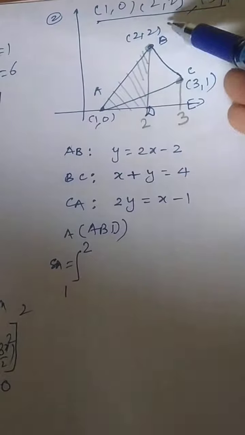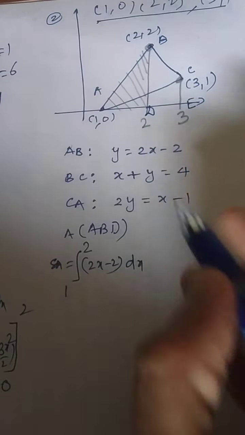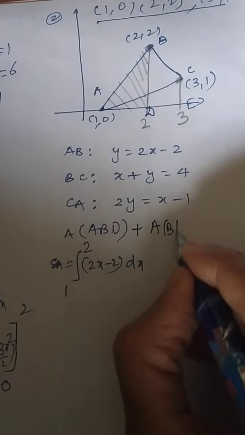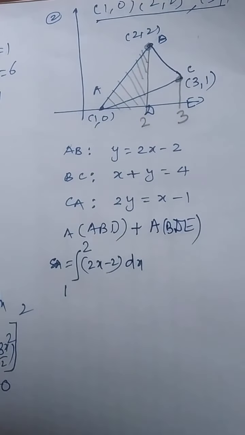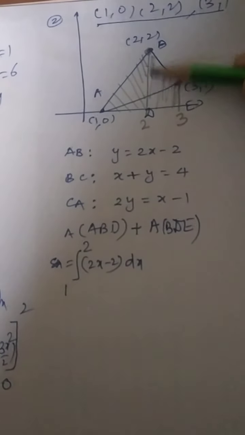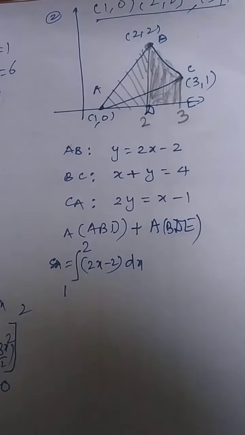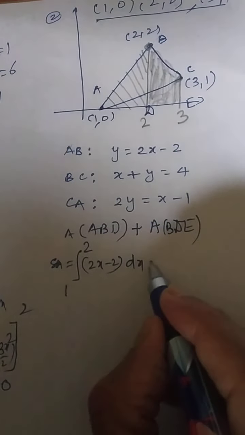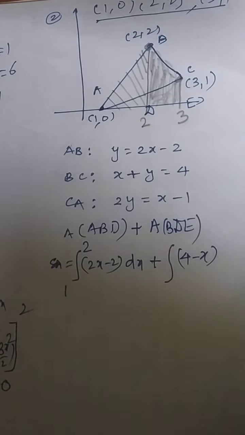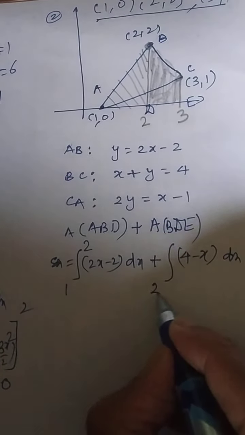Under which line? AB. What is the equation of AB? The y value of that. I got AB, I am adding plus the area of BDE. B, D and E. If I am asking this, BDE means I will be making another type of shading. This is the shading. So now this area which I have shaded just now, it is lying below BC. So I will write plus. The BC equation I know, the y value is nothing but 4 minus x. But the variation on the x-axis is now from 2 to 3.